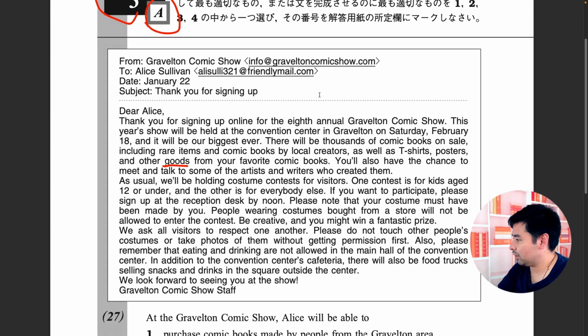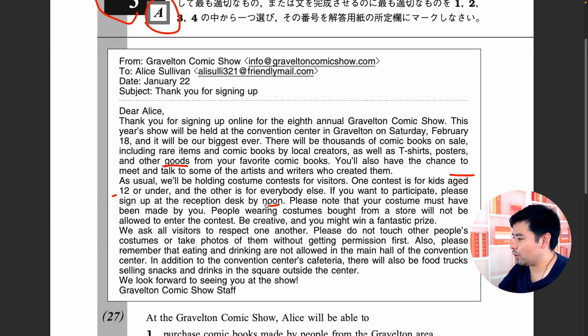Continuing, goods from your favorite comic books. You will also have the chance to meet and talk to some of the artists and writers who created them. As usual, we will be holding costume contests for visitors. One contest is for kids aged, wait a minute, I get lost here. Aged 12 or under. And the other is for everybody else. If you want to participate, please sign up at the reception desk by noon. Again, noon, you remember what is noon? It's something related to the time.